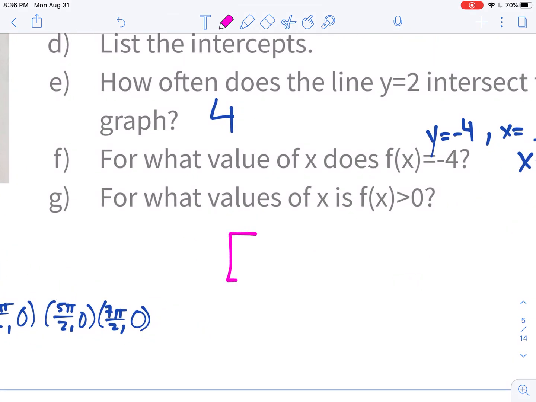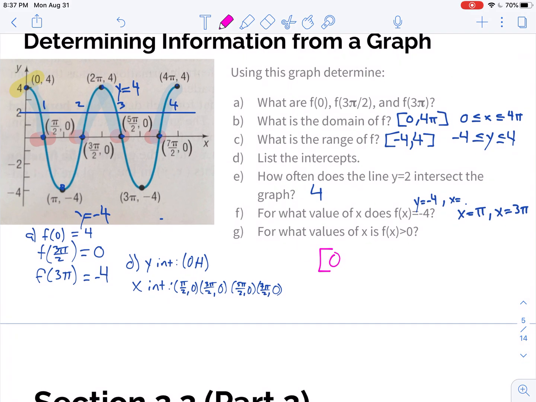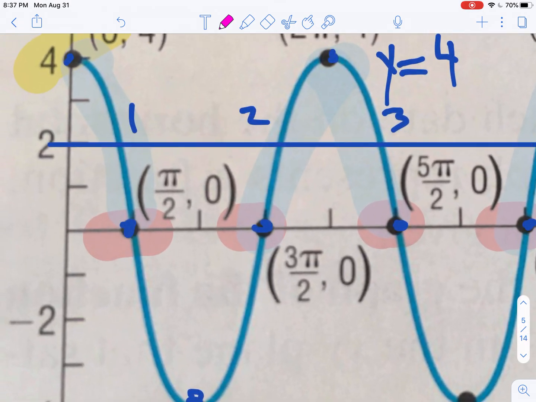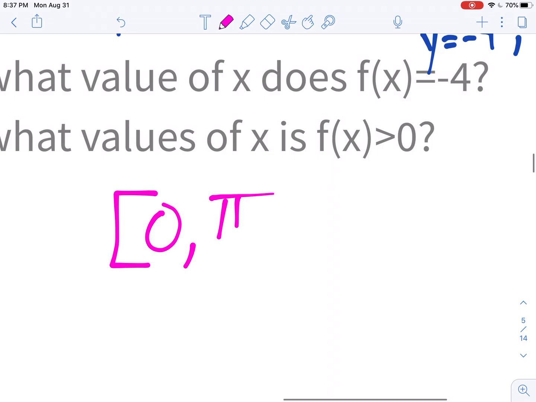This graph starts at 0, and 0 is an endpoint. It's a firm number, so I'm going to draw a bracket around it. Now that I've done that, it stays positive. It stays above 0. My y values are positive numbers until I get to pi over 2. Once I'm at pi over 2, it crosses the x-axis and becomes a negative y value, and it stays negative for a while.